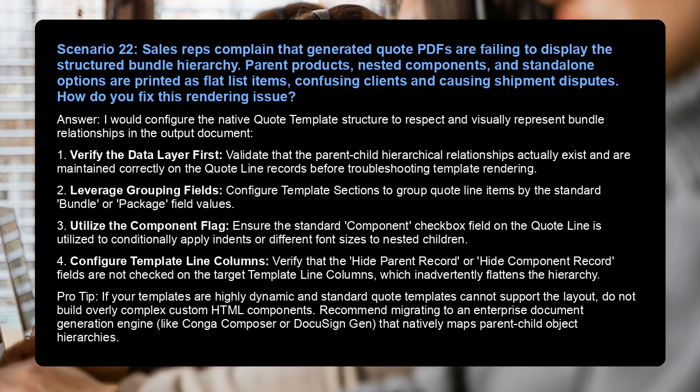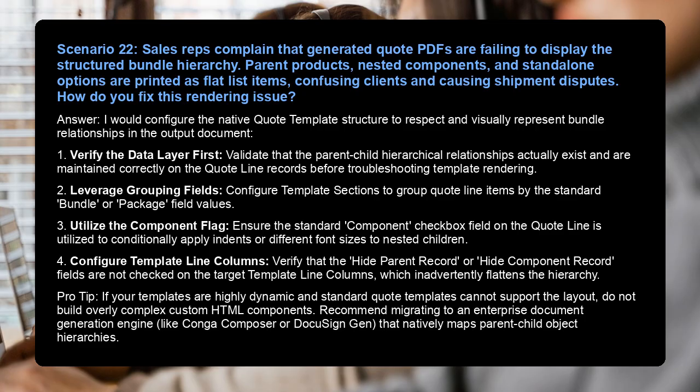2. Leverage grouping fields. Configure template sections to group quote line items by the standard bundle or package field values. 3. Utilize the component flag. Ensure the standard component checkbox field on the quote line is utilized to conditionally apply indents or different font sizes to nested children. 4. Configure template line columns. Verify that the hide parent record or hide component record fields are not checked on the target template line columns, which inadvertently flattens the hierarchy.